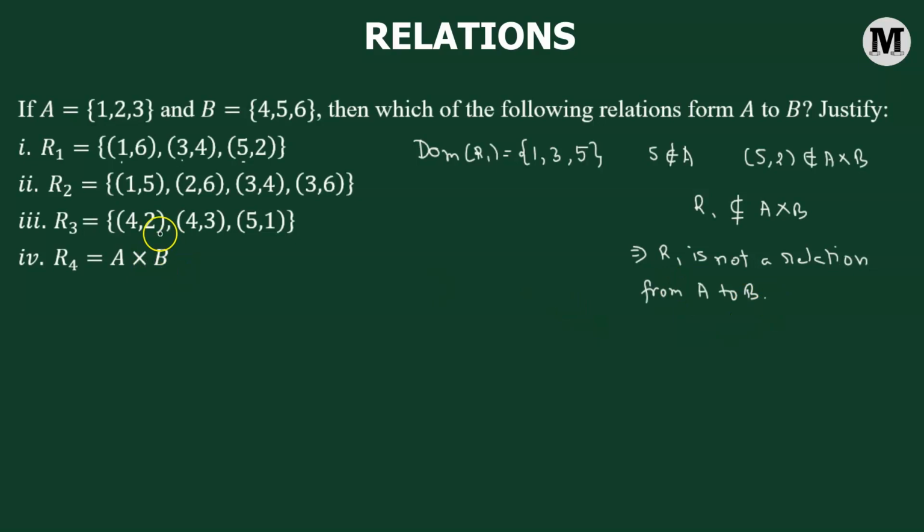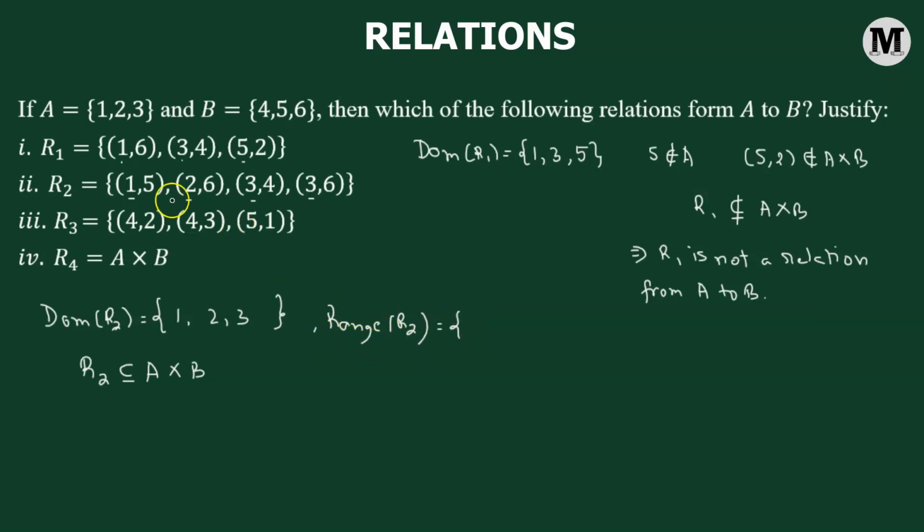Okay, coming to the second relation, R2. Here we will compute the domain of the relation R2. We'll consider a set whose elements are the first element of each ordered pair. So here we have 1, 2, and 3. Now as we can see, all three elements 1, 2, and 3 are also members of the set A. So clearly we can say that R2 is going to be a subset of the Cartesian product of A and B, because if the domain of R2 belongs to the set A, then the range of R2 must belong to the set B. Let's confirm that as well.